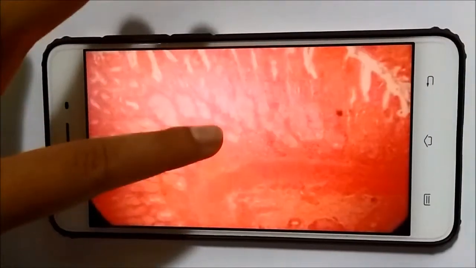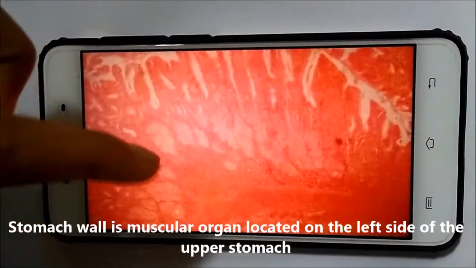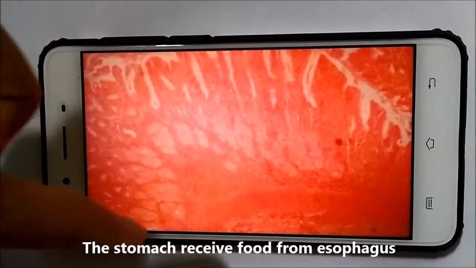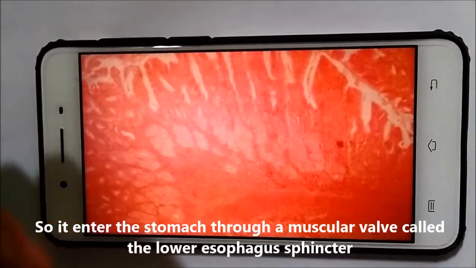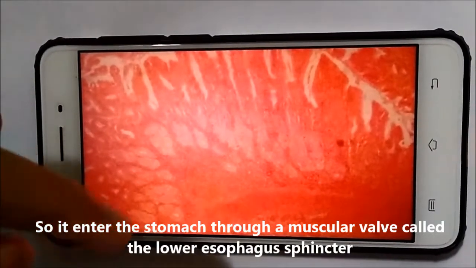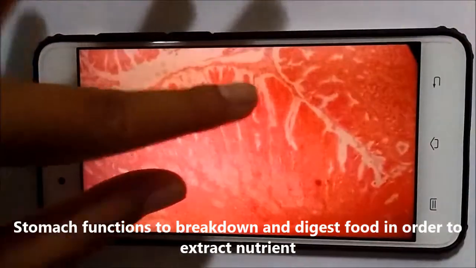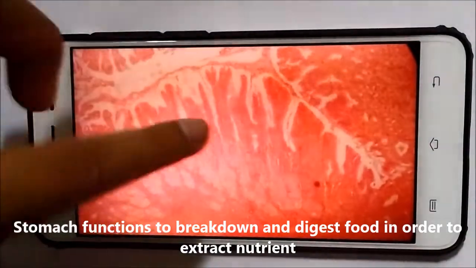The stomach is a muscular organ located on the left side of the upper abdomen. The stomach receives food from the esophagus, entering through a muscular valve called the lower esophageal sphincter. Basically, the stomach functions to break down and digest food in order to extract nutrients.